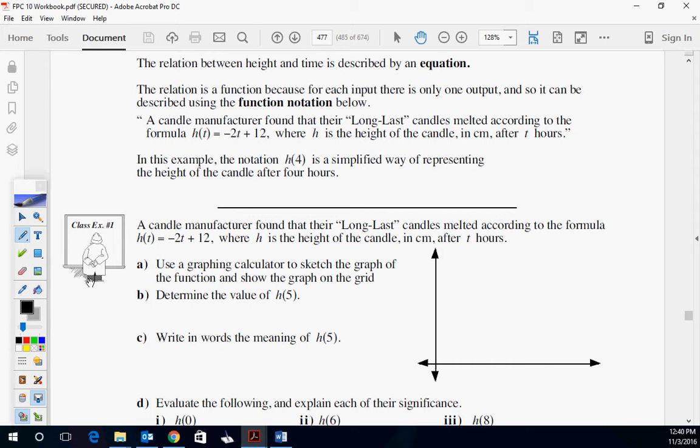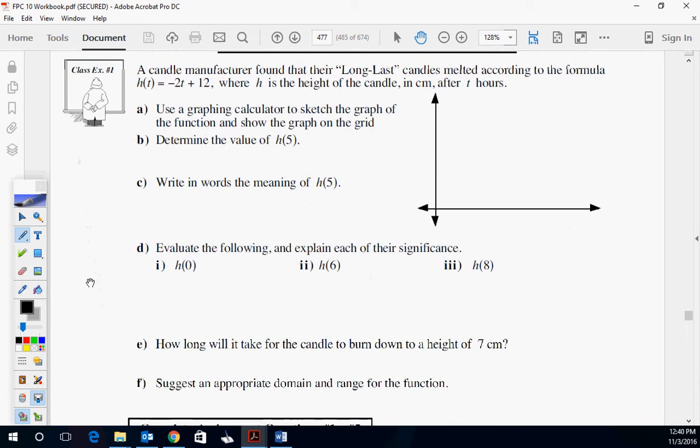In this example, the notation h of 4 is a simplified way of representing the height of the candle after 4 hours. So h of 4, if we just want to do that real quick, negative 2 times 4 is negative 8. Negative 8 plus 12 is 4. So the height of the candle is 4 centimeters after 4 hours.